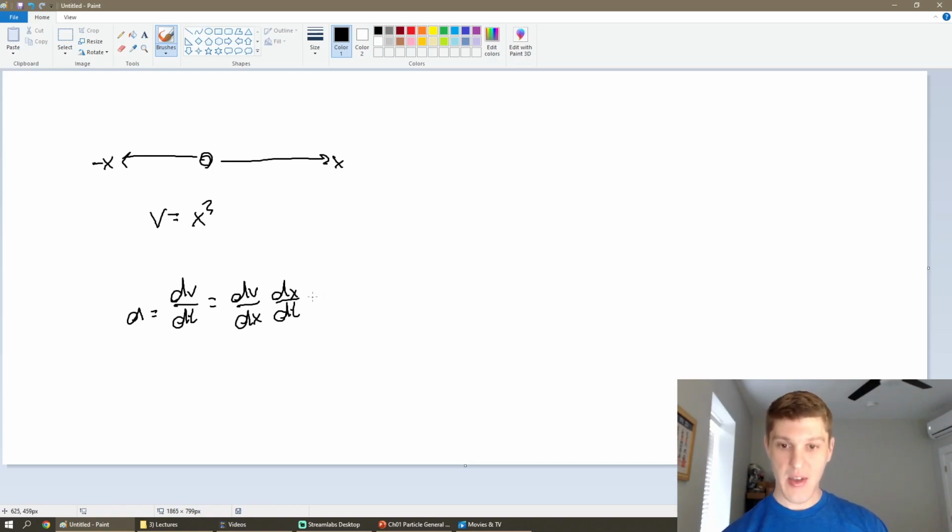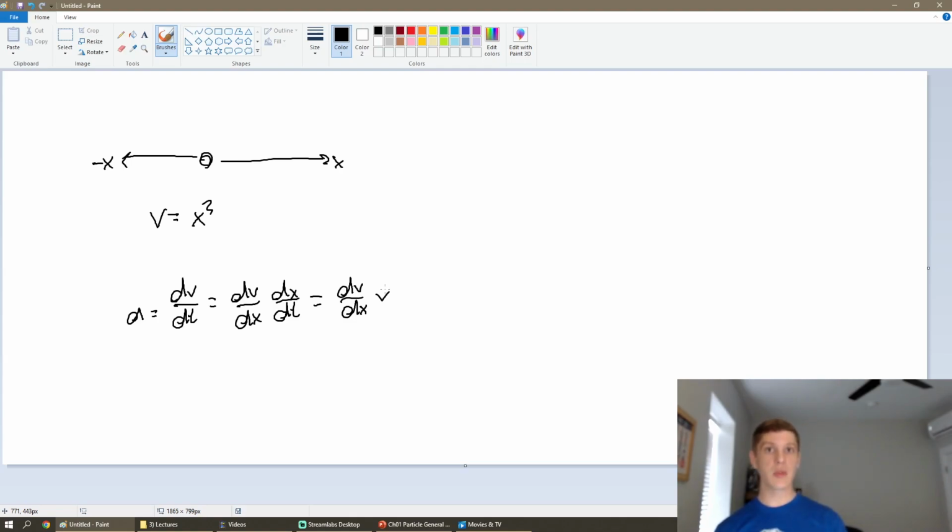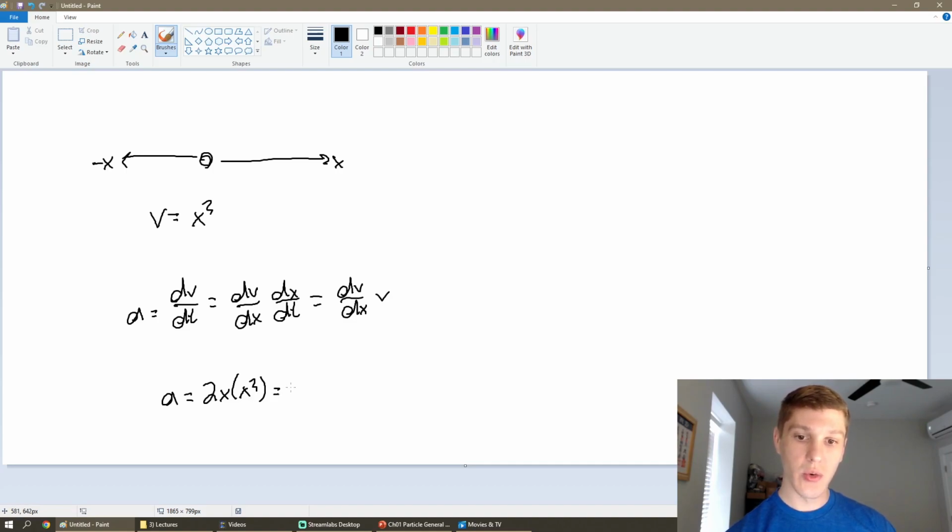So now I can say that this is equal to dv/dx times v, because the derivative of position with respect to time is defined to be the velocity. So the acceleration of this particle, as a function of the position, is going to be dv/dx times v. So it is going to be 2x times x squared, which is equal to 2x cubed. So my acceleration is actually not just the derivative of velocity with respect to x. I have to multiply that again by the velocity. So my acceleration as a function of position is 2x cubed.